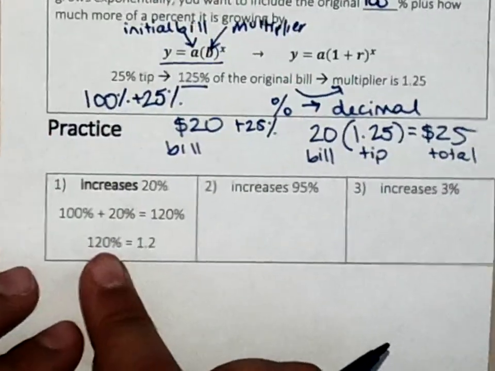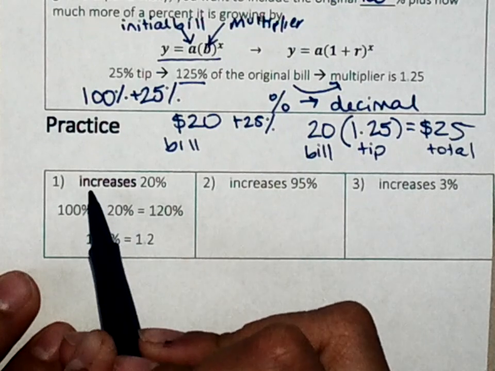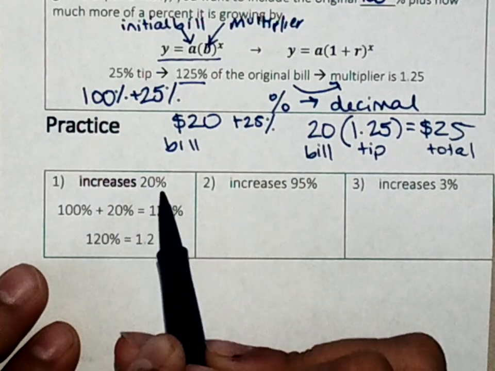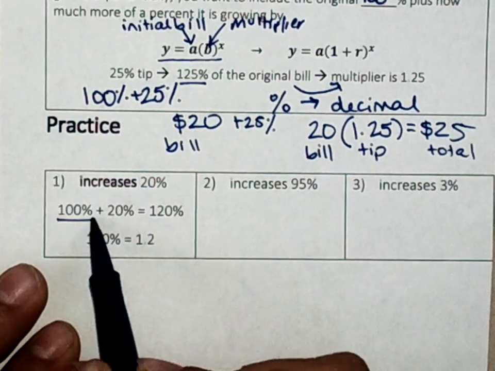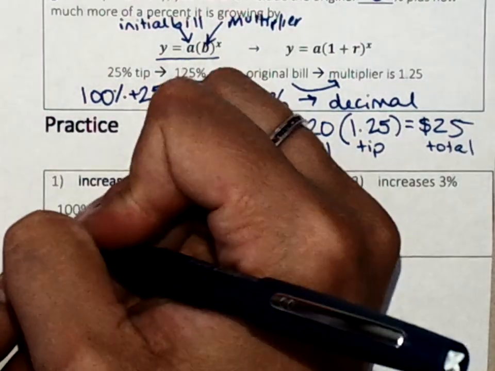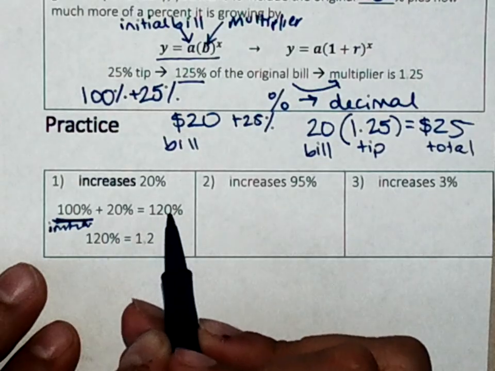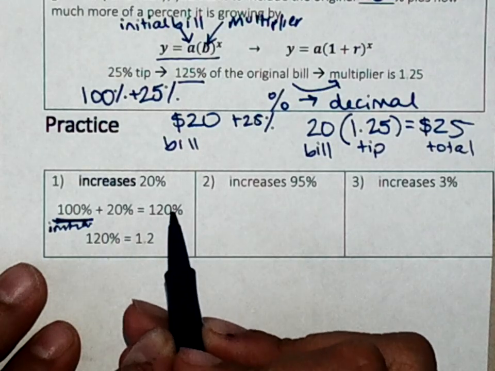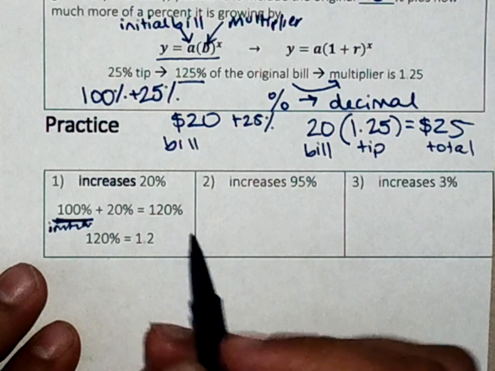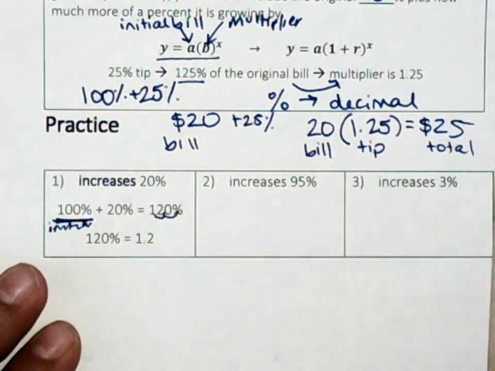If we wanted to continue practicing this, let's say something is increasing by 20%. We take 100% of the thing increasing, that's our initial, and then we add 20% to give us 120. To find the decimal version of this, you move the decimal 2 times to the left.